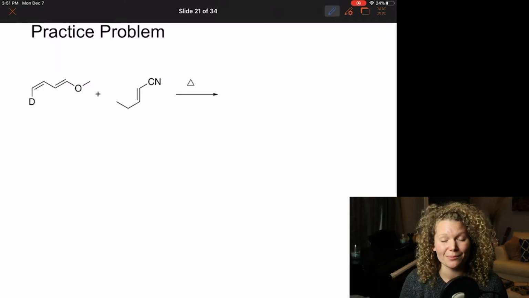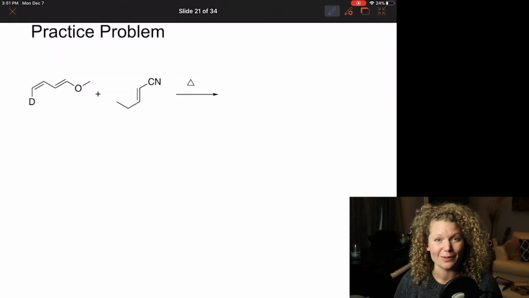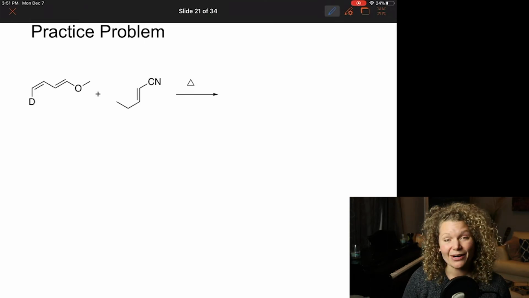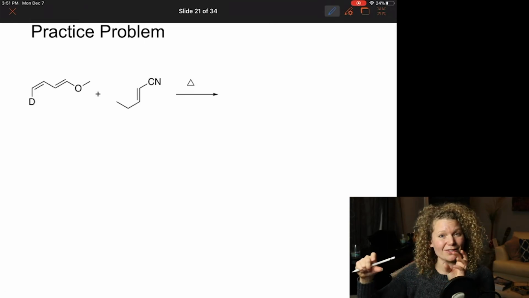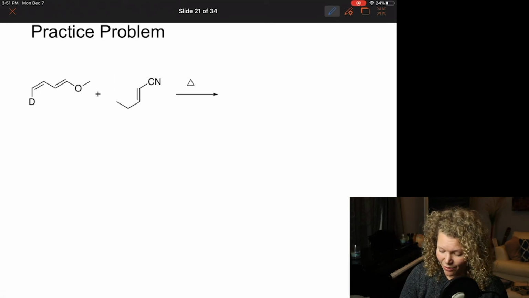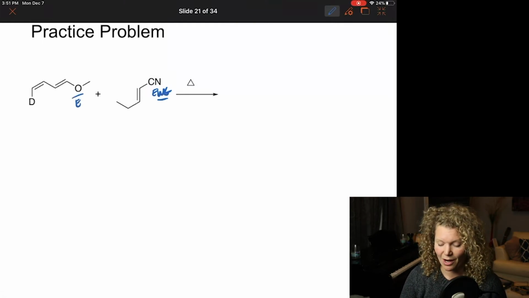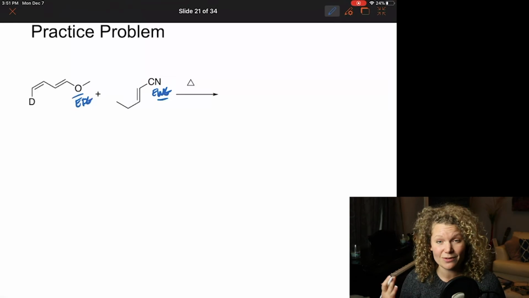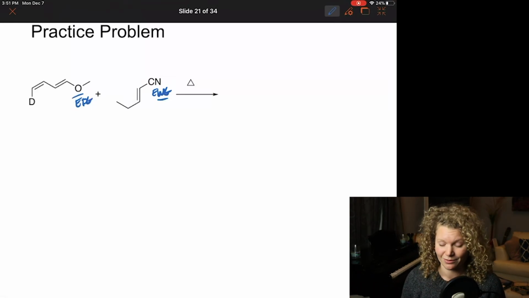Let's do a practice problem together using everything that we've learned about Diels-Alder reactions. Here I have a diene, and I have it drawn in this straight chain form. And then we have our dienophile with this nitrile group on it. We know this is our electron withdrawing group, so that's good. And then we have this electron donating group, our methoxy. So this is very, very well set up to do a Diels-Alder reaction.